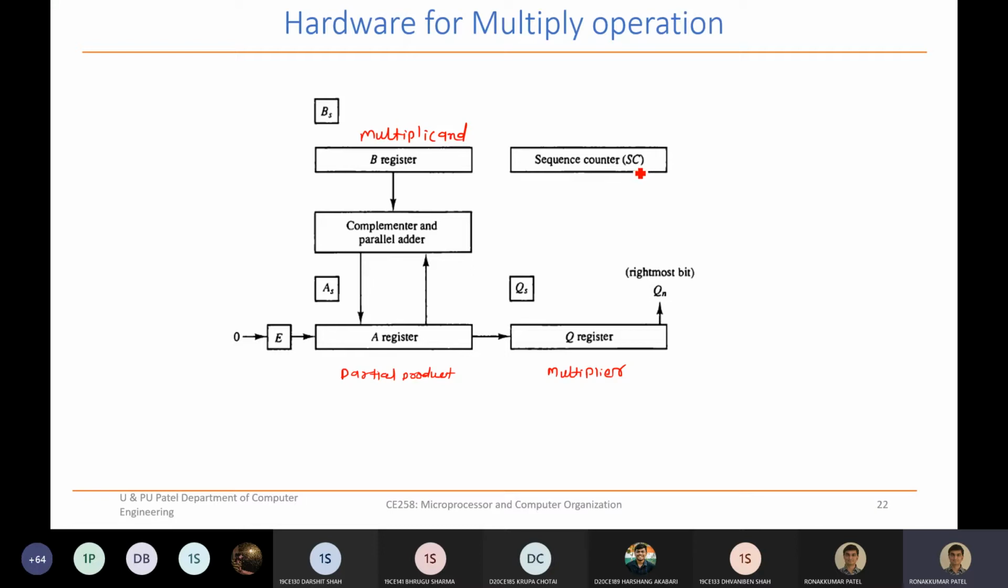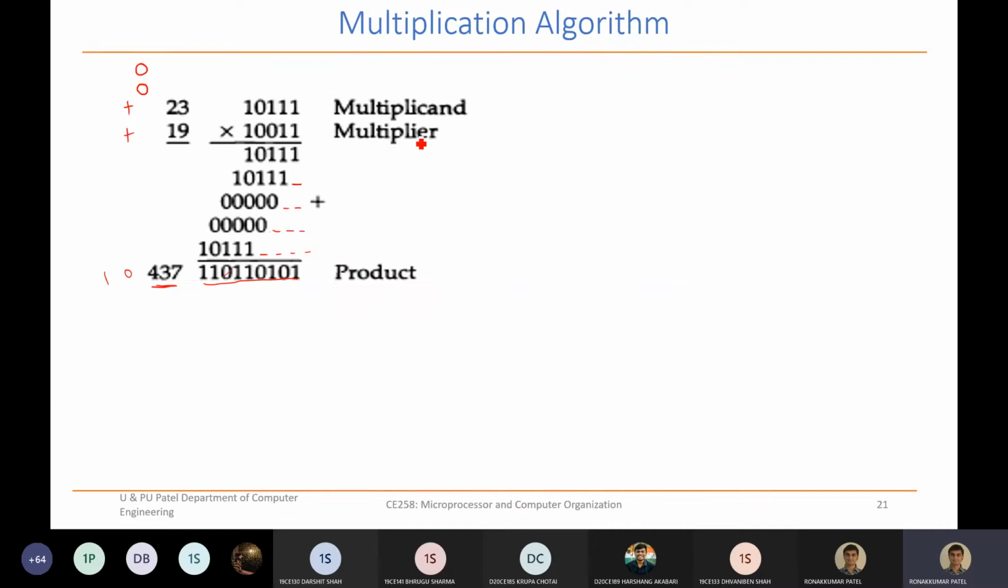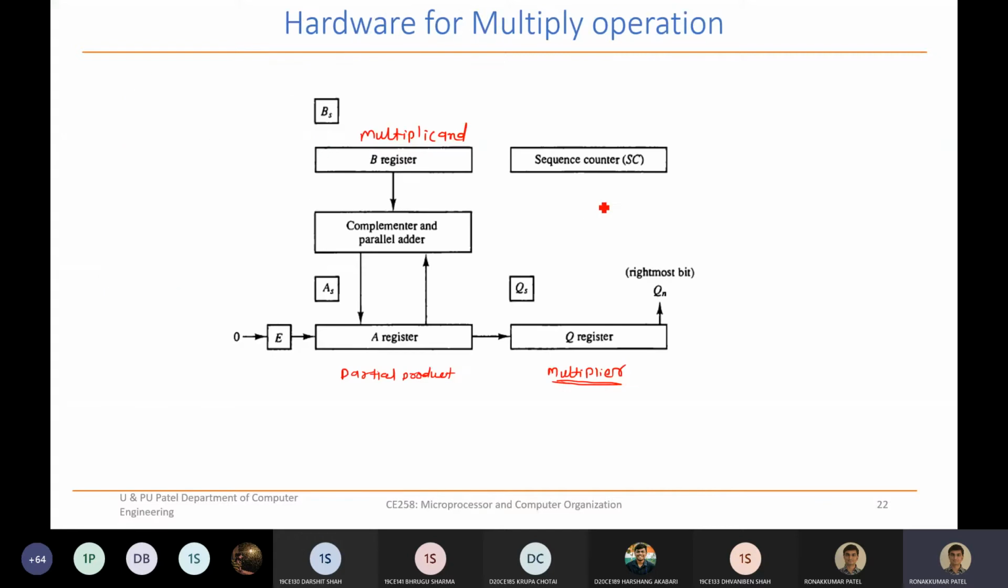It's set to the number equal to the number of bits in the multiplier. So in the previous case, how many bits are there in the multiplier? 1 0 0 1 1, right? So 5. So your sequence counter is set to 5, that is 1 0 1.